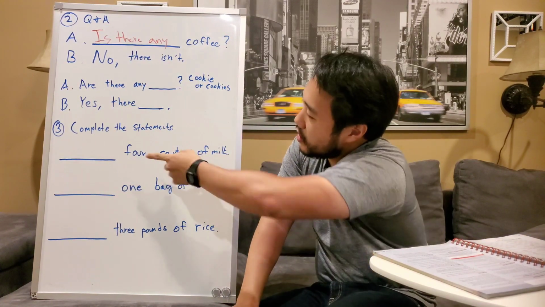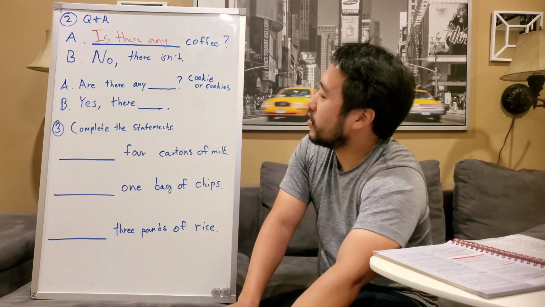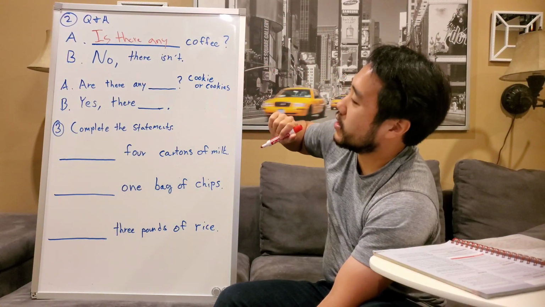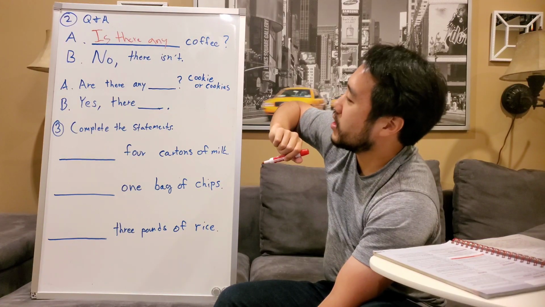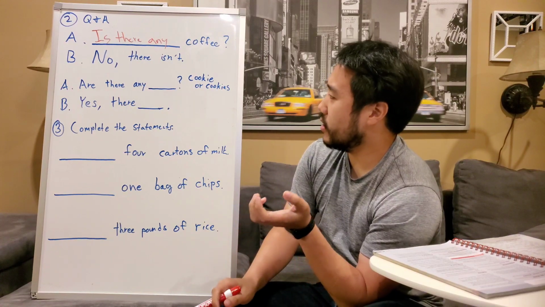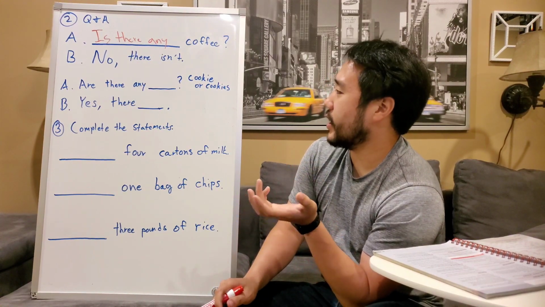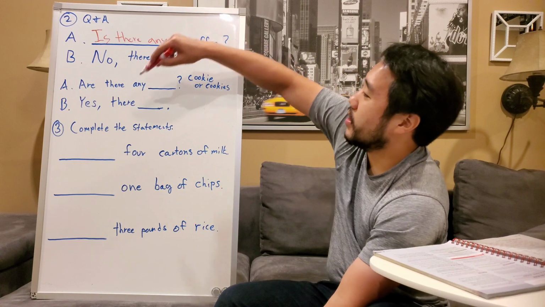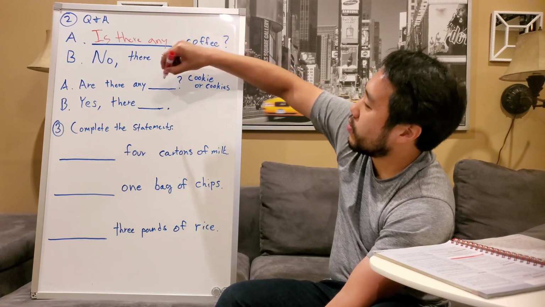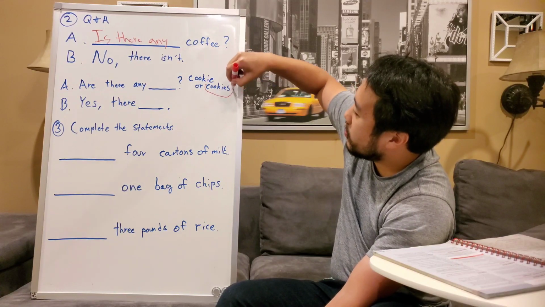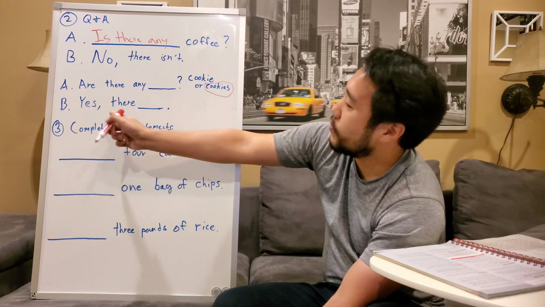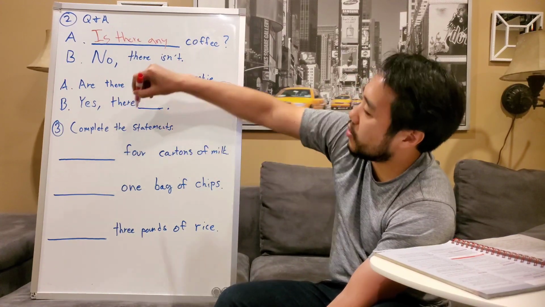Here, are there any blank? And the answer, yes, there blank. So for this question, we have an option. Is it cookie or cookies? Are there any cookie or cookies? Cookie is a countable noun, so a count noun. Since it's are there, we have to write the plural form, which is cookies, C-O-O-K-I-E-S. So are there any cookies? And because it's plural, we have to say yes, there are.